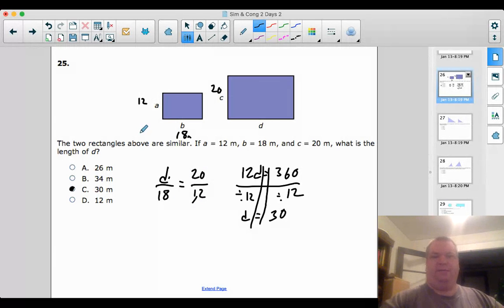All right, so be careful how you're setting these up. Make sure you're matching up corresponding parts and doing the same shape to the same. So the bigger to the smaller or the smaller to the bigger in both cases. If you're sticking with that, you should be fine. Let me know if you have any trouble.